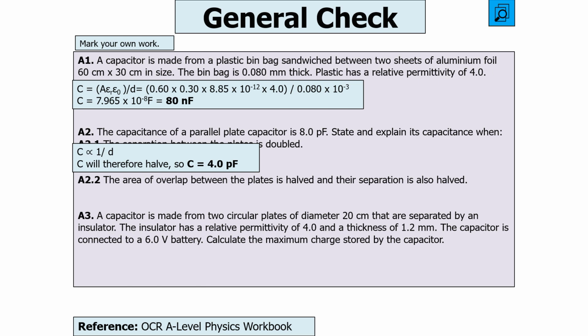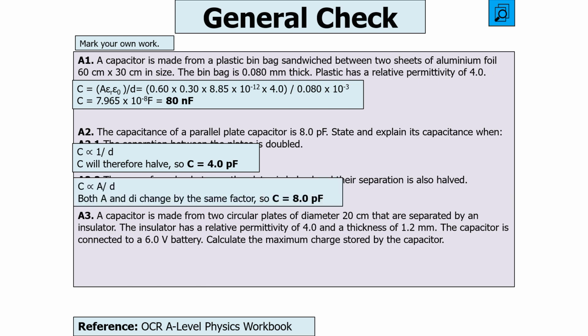Once again, we can see from the equation above that C is directly proportional to A, but C is directly proportional to 1 over d. Now, because A and d will both change by the same factor, they'll cancel each other through, so we get 8 picofarads. This next question again, we're going to have to use our equation from above, the parallel plate capacitor equation, but this time we're going to have to work out our area.